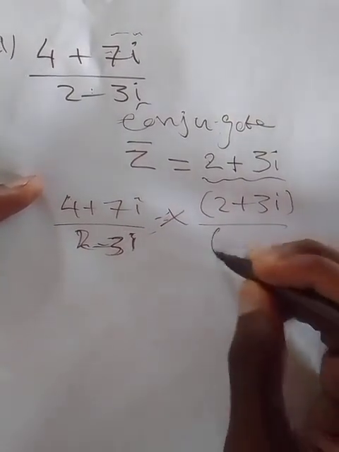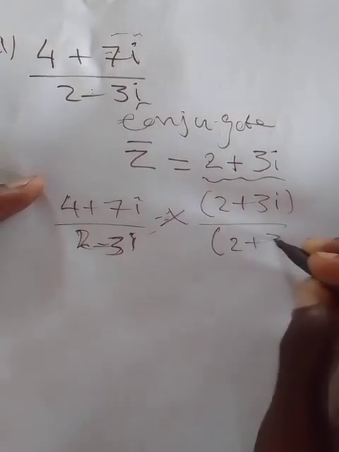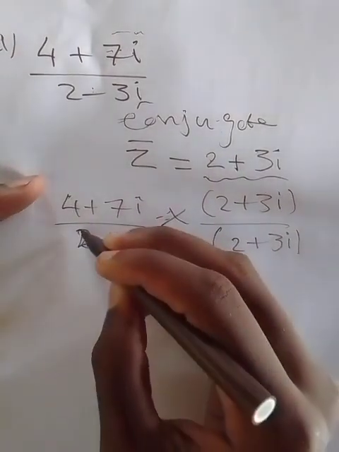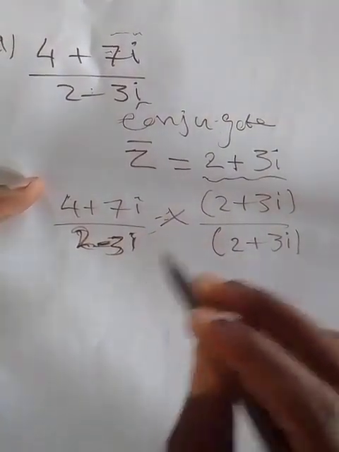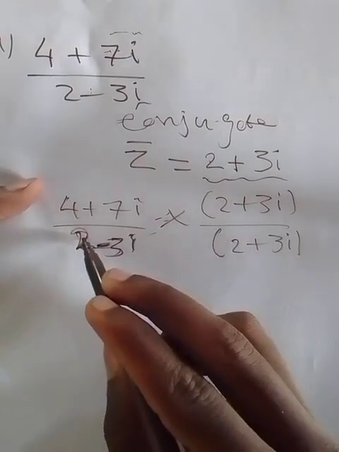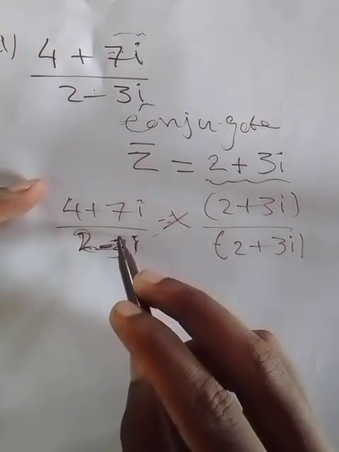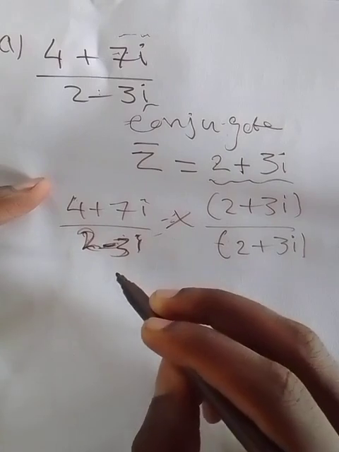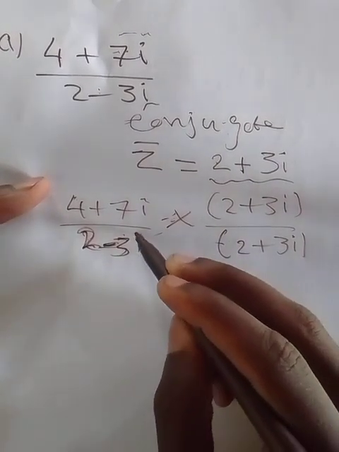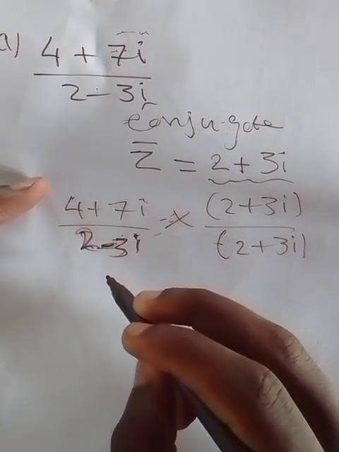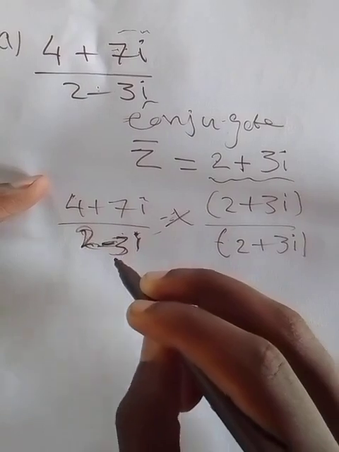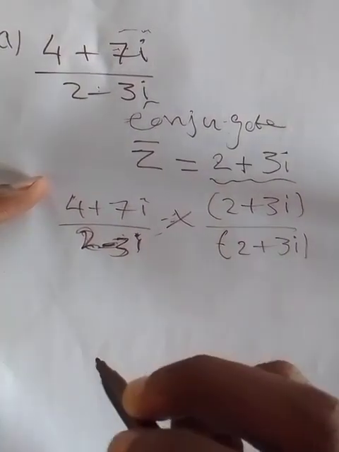One more thing: after you multiply the numerators and the denominators, when you evaluate, you shouldn't end up with any i. There shouldn't be any imaginary part in the denominator. If you end up with an imaginary part in the denominator, it means you've done something wrong. Always remember that.